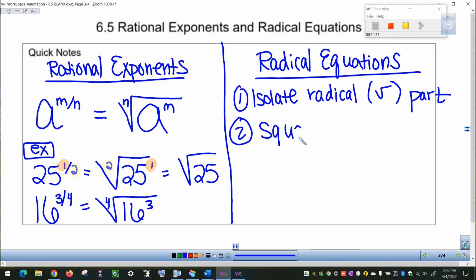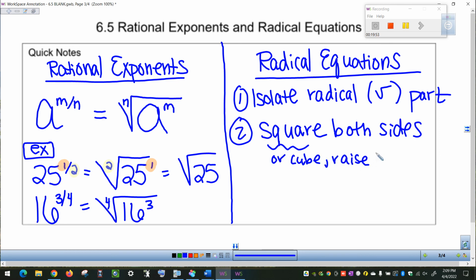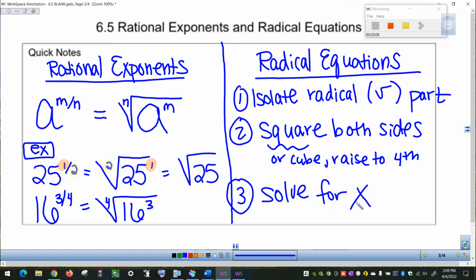All right, step 2 is we are going to square both sides, or you could cube both sides, or you could raise to the 4th. You just want to undo whatever type of root you have. So if you have a cubed root on both sides, you want to raise both sides to the third power. If you have a fourth root on both sides, you want to raise both sides to the fourth power, and so on.